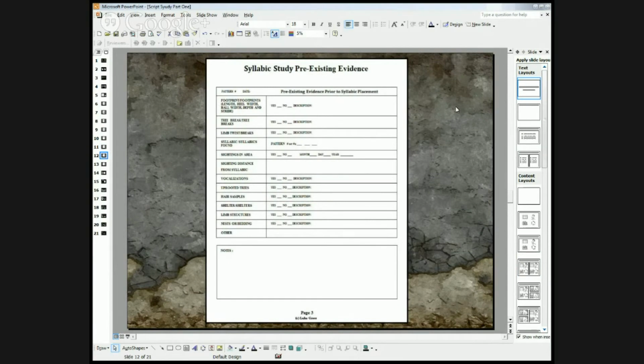We have the pre-existing evidence sheet. This is pre-existing evidence prior to the syllabic placement. Footprints, and it goes into the length, the heel width, ball width, depth, and the stride. Tree break or tree breaks, limb twist and breaks, syllabic being found in the area. Sightings, sighting distance from the syllabic, vocalizations, uprooted trees, hair samples, shelters, limb structures, nest or bedding. Then we have other. Then, of course, we have notes at the bottom of the page.